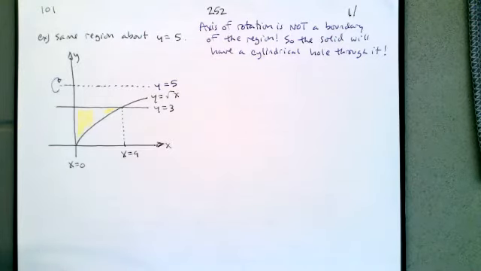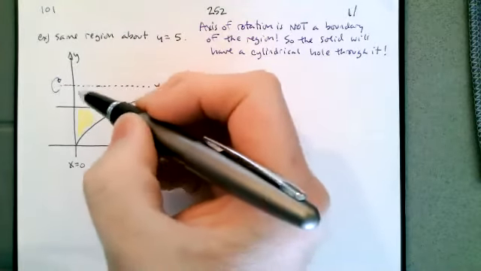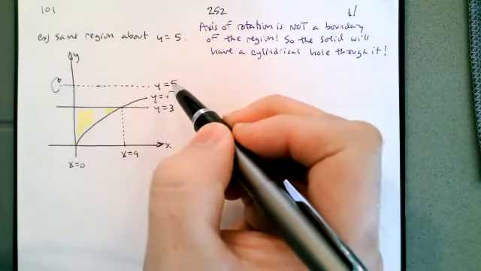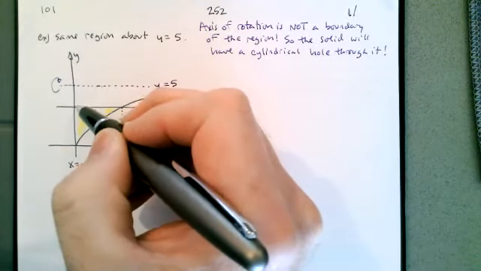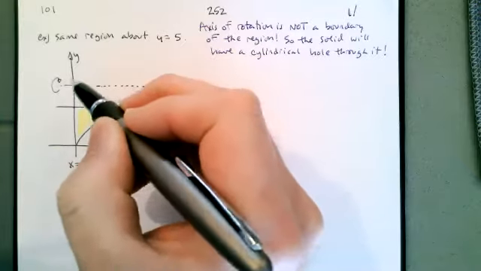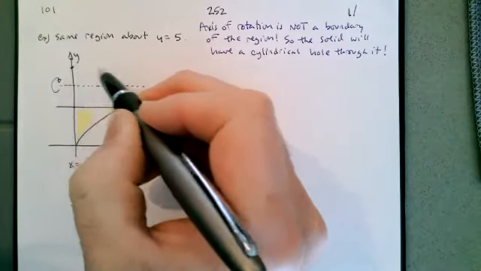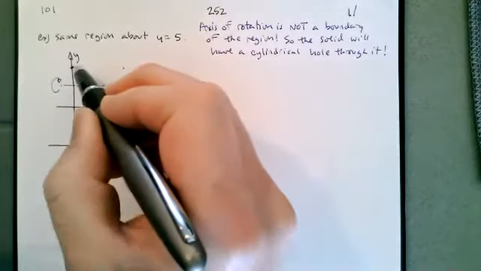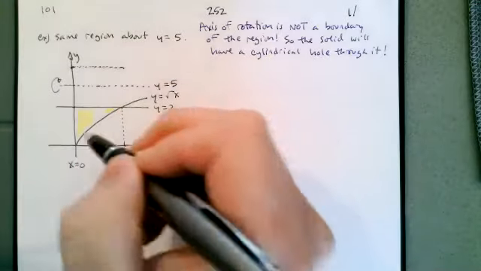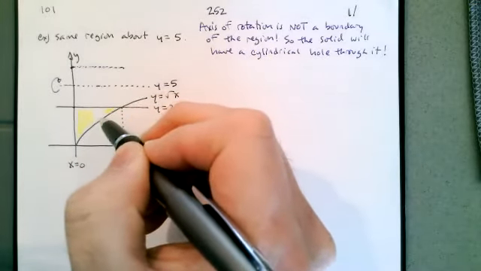Now we're going to do the same thing. We're going to draw a slice in the region. Well, actually, when we rotate this region, notice that the line y equals 5 is the axis about which we are spinning the region. So the region is 2 units away from the axis of rotation. So this point is going to rotate to a point 2 units above the axis of rotation. That's going to be the base of the region.